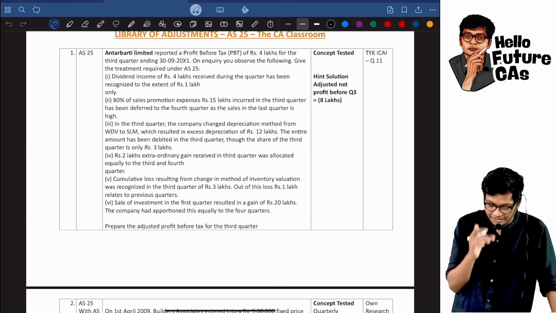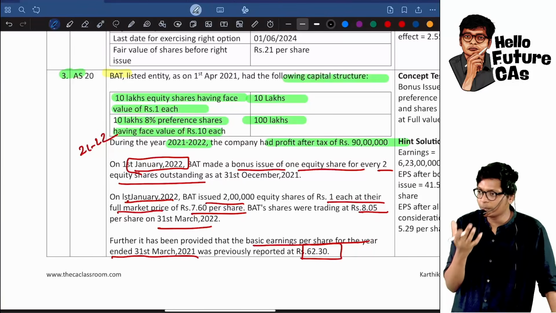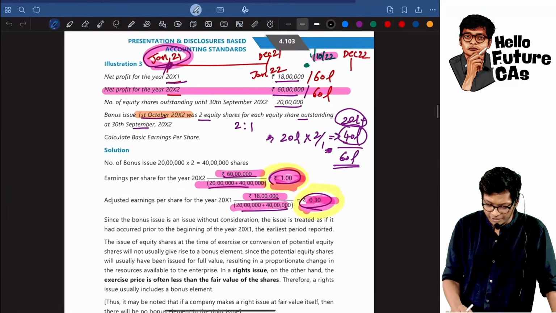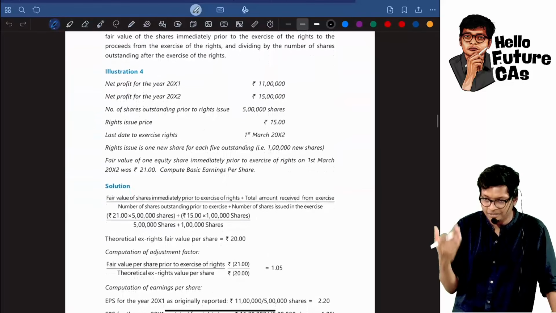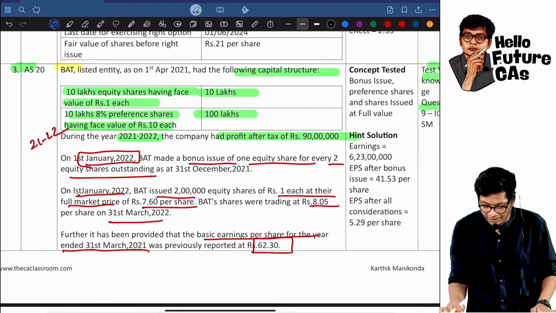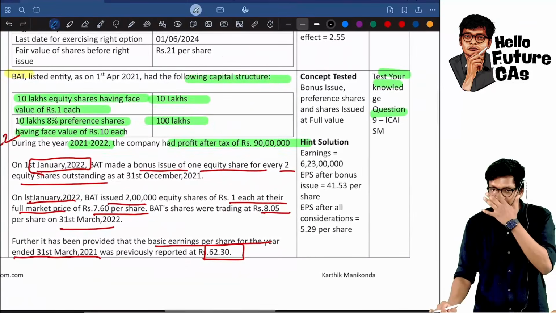See, straight away I'm going for a difficult question, guys. In this, all the 9 questions are going to be challenging. If you want basic questions, exit this video recording, go to the ICA study material and do the illustrations. These are also past exam questions, but this one has not been tested in the exam so far. That means it only tests your knowledge.